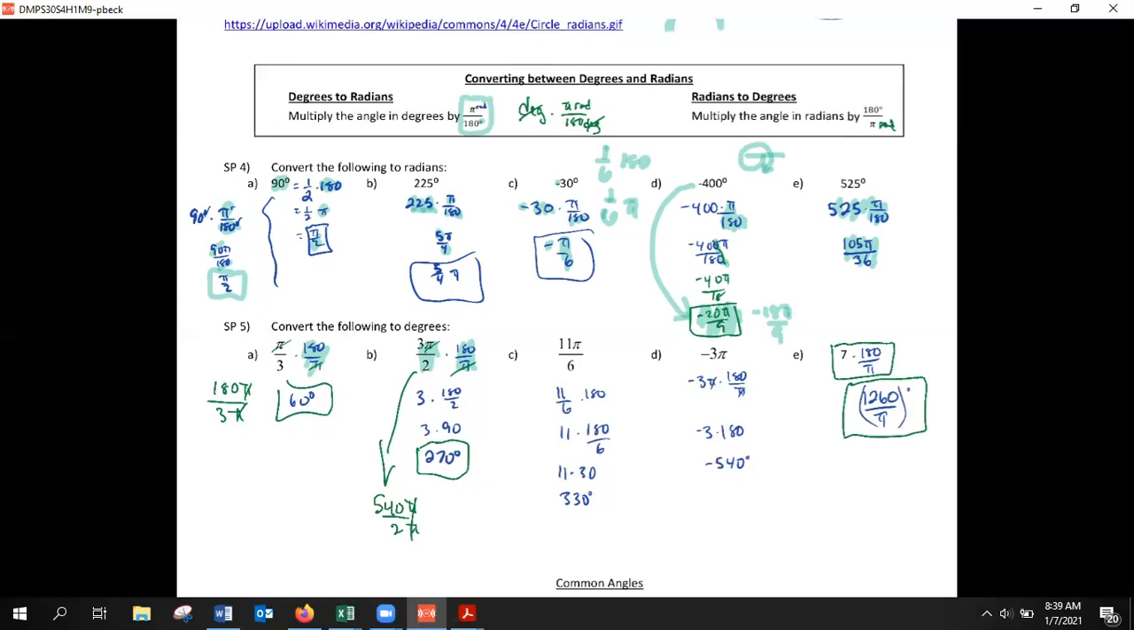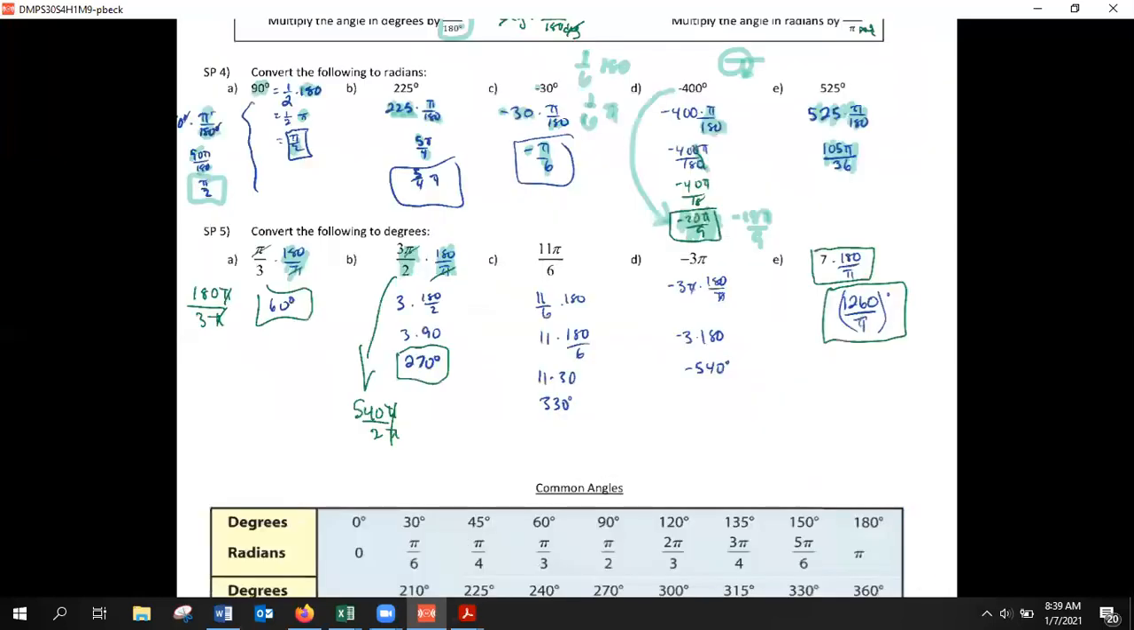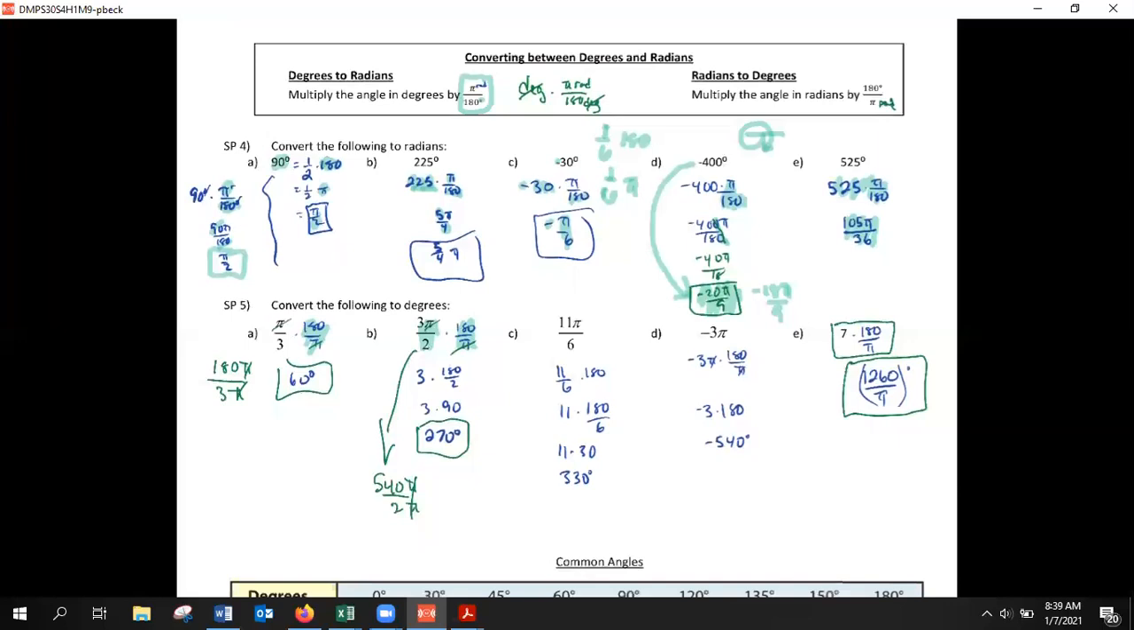what fraction of pi do we have? So 3/2 of pi, or how about 1/3 of pi? What's a third of 180 degrees? Pi over 3 is a third of pi, which is a third of 180, which is why it's 60. 3/2 pi: what's 3/2 times 180? We know that half of 180 is 90, so 90, 180, 270.